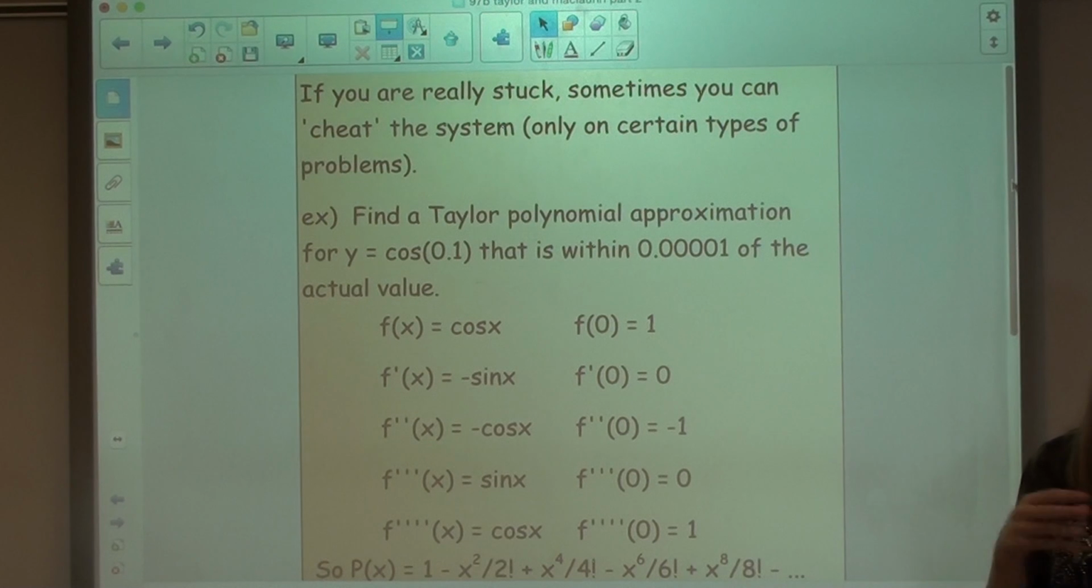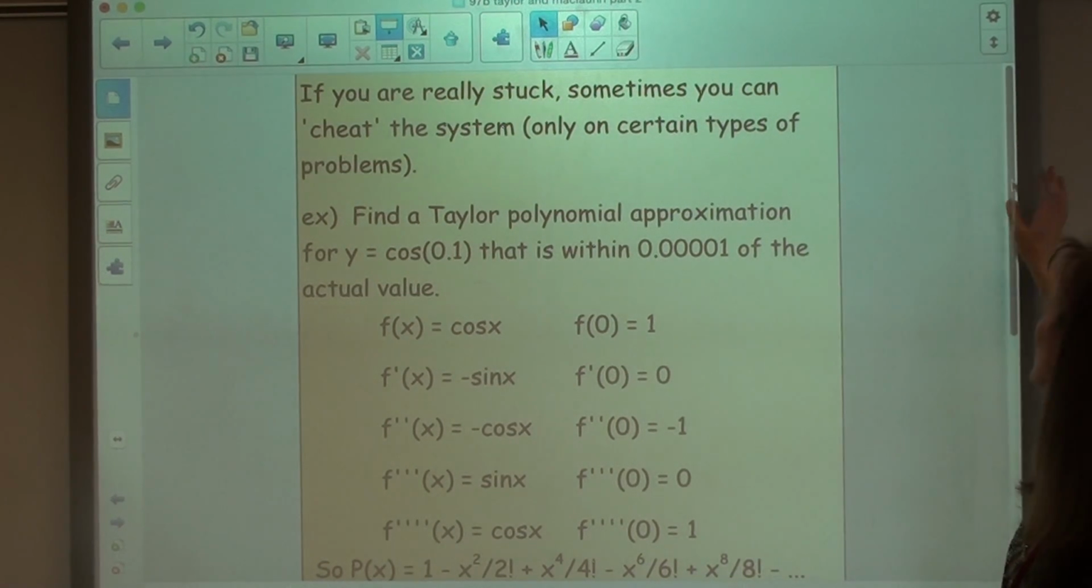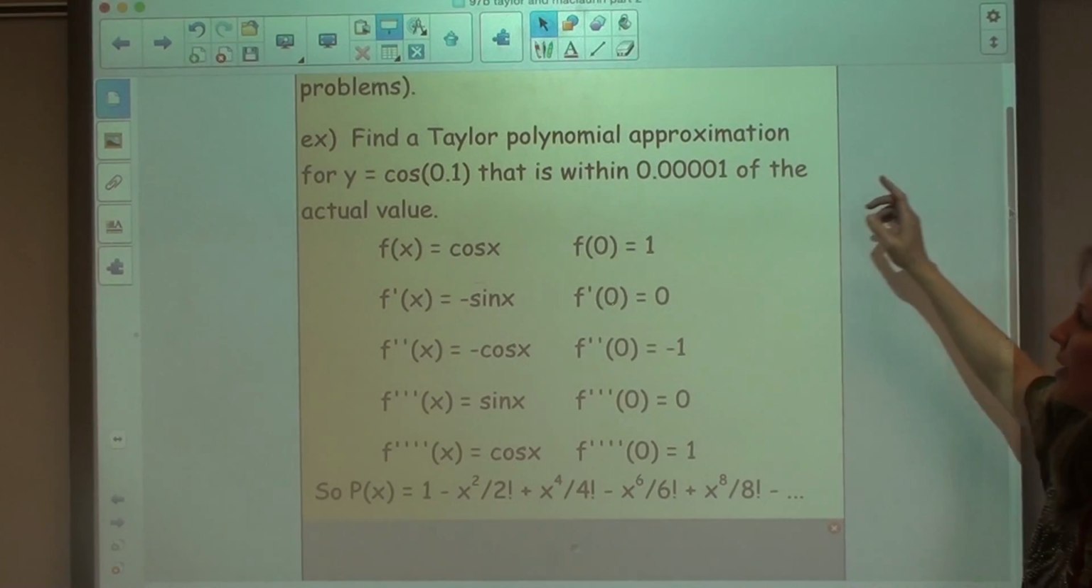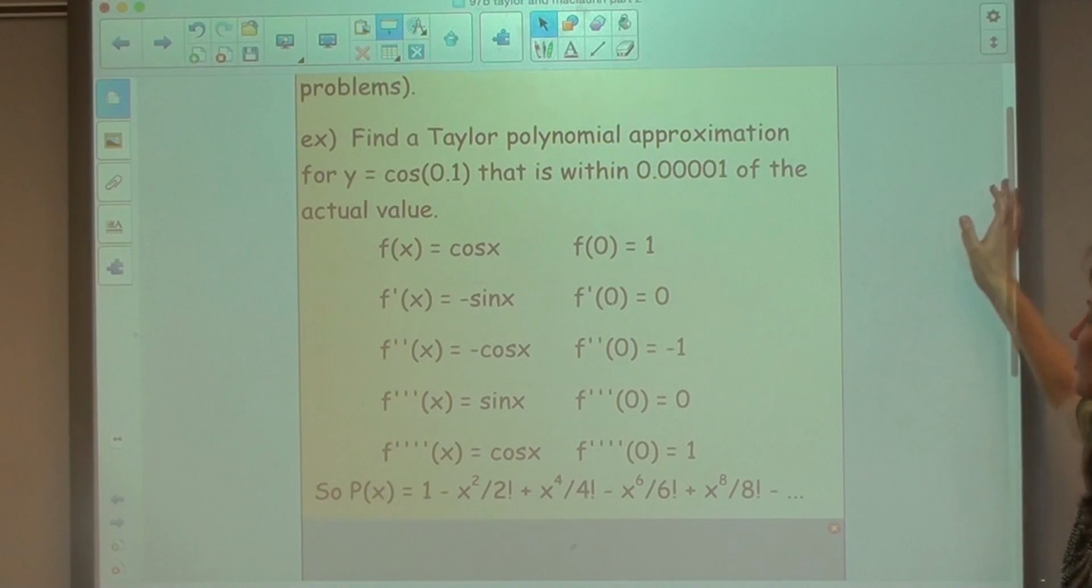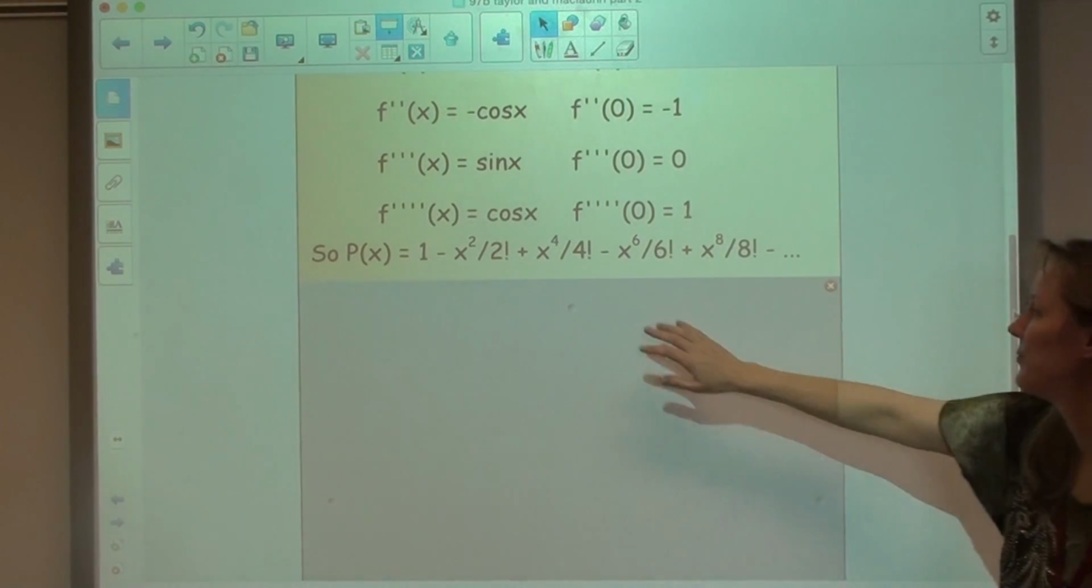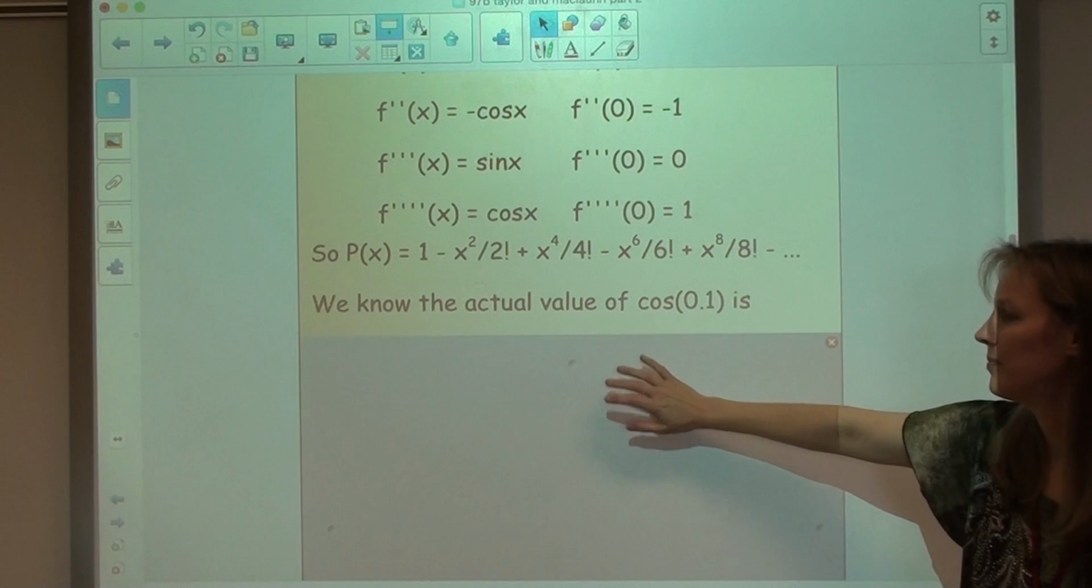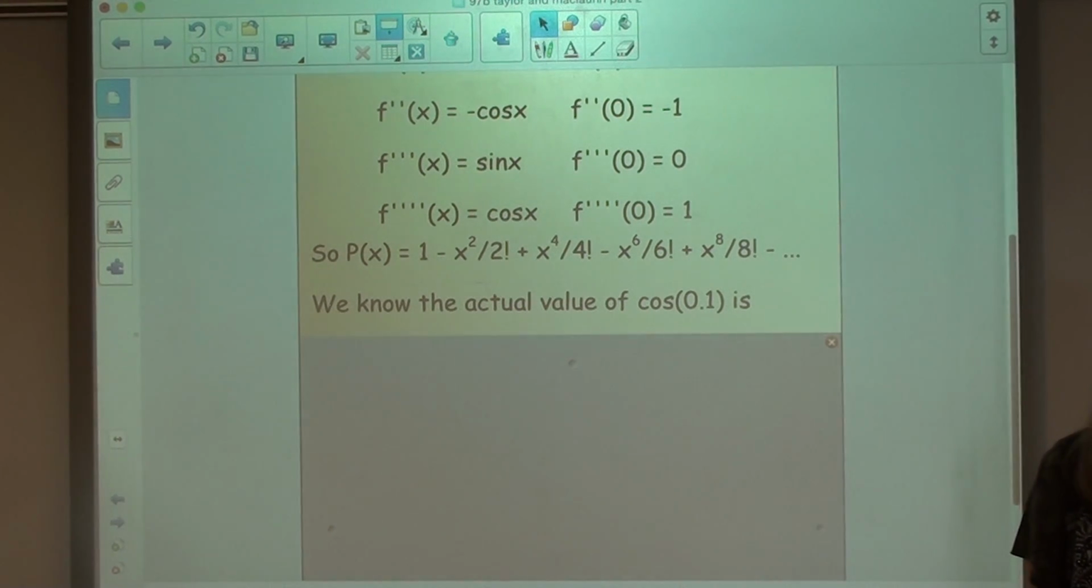So this is the cheat way. I'm putting this on tape so I can't take it back. The first thing I would do is find what the actual cosine of 0.1 is, right? So plug it in, write it down. Got it?